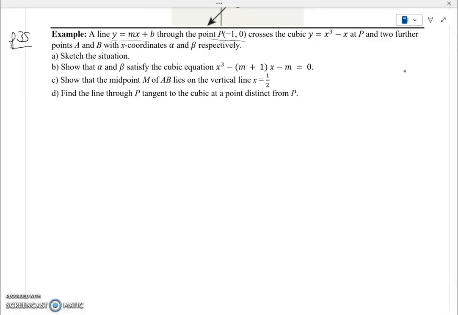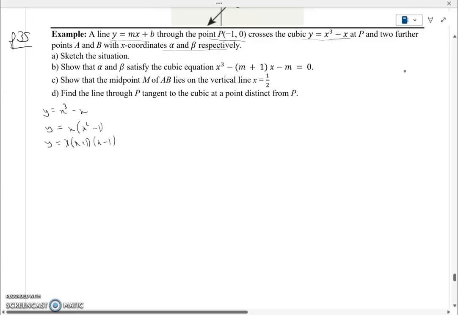It crosses the cubic y equals x cubed minus x at P, and two further points A and B with x coordinates alpha and beta respectively. Sketch the situation. Okay, so let's work on the cubic first. So x cubed minus x. You can factor an x there, and then difference of two squares. So we've got x plus 1, x minus 1. We've got a positive cubic, so it's going to start there, finish there. We've got x-intercepts of 0, -1 and 1.